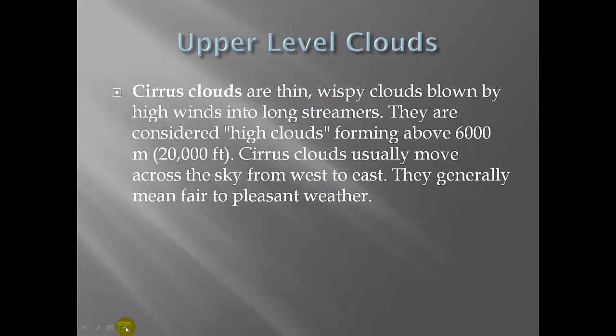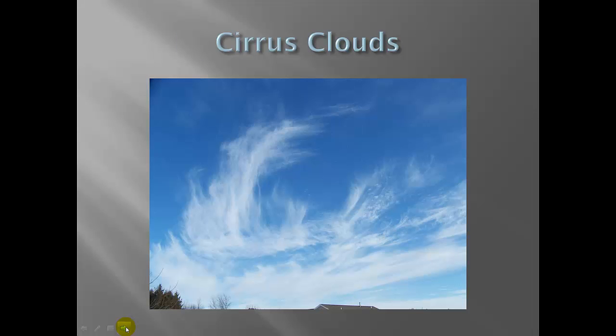Upper level clouds are cirrus, and these are very, very high, 6,000 meters, and these are typically formed of ice crystals. And when you see cirrus clouds, you usually get some pretty nice weather. And you can see these cirrus clouds here. Sometimes cirrus are referred to as mare's tails, and quite often this is the upper level. The jet stream will be pushing these cirrus clouds along. The cirrus clouds, if you look at them, usually flow from west to east.